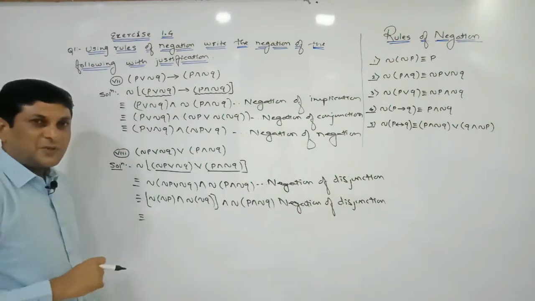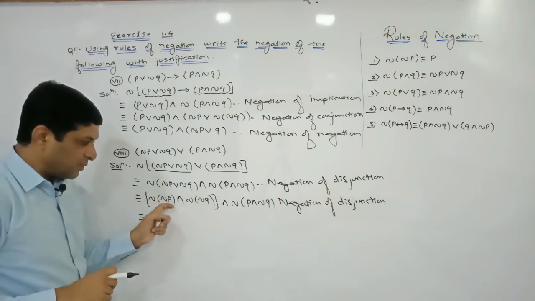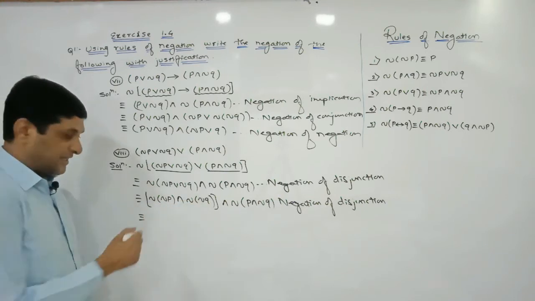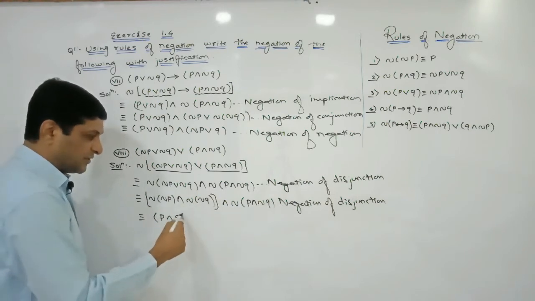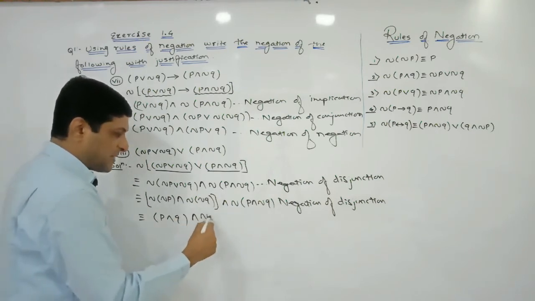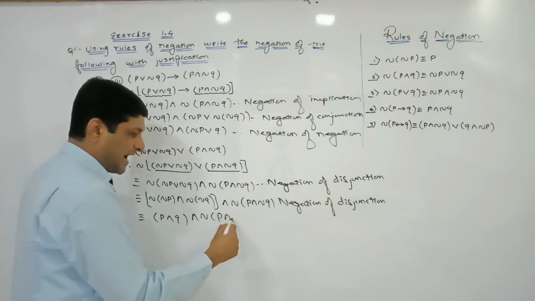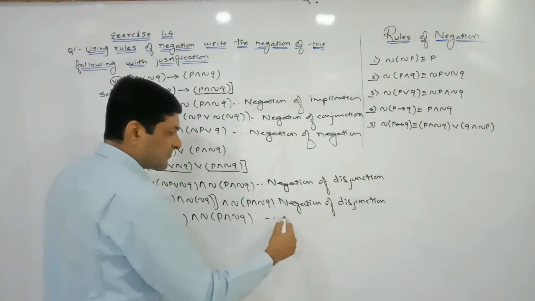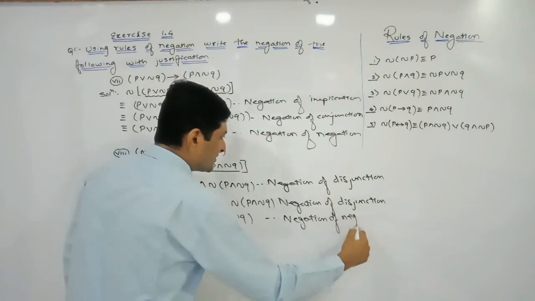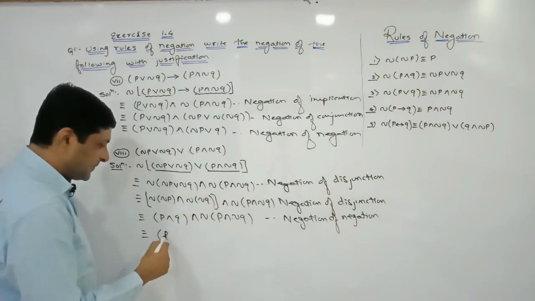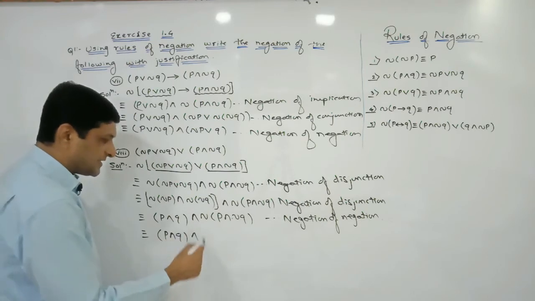Now if you observe both the statements, in both the cases we are finding negation of negation. So negation of negation P is P and here negation of negation Q is Q. And keep this second part as it is, negation of P and negation Q. Here we are finding negation of negation. So lastly, keep this P and Q as it is, this and also as it is.